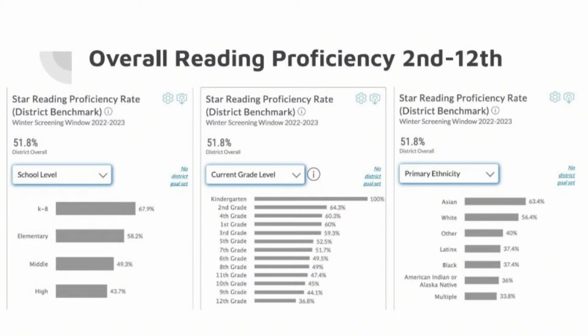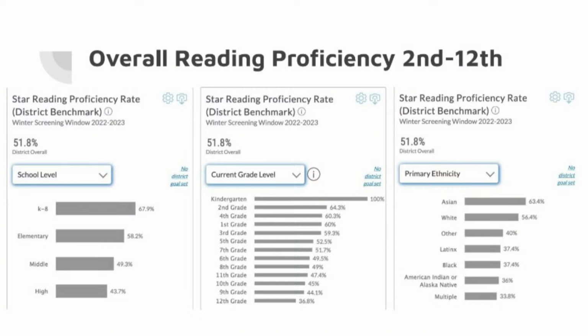So overall, 51.8% of our 2nd through 12th graders are proficient. You can see the K-8 is Twining because they are a unique set in that we can't break them up into elementary, middle, and high school because they are their own unique set. When I asked Star Renaissance how we should do that, they said you have to have them as their own. Then we have all of the elementary schools, middle, and high school. You can then see that based on the grade level.